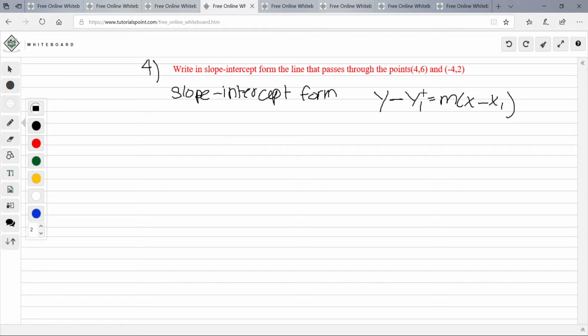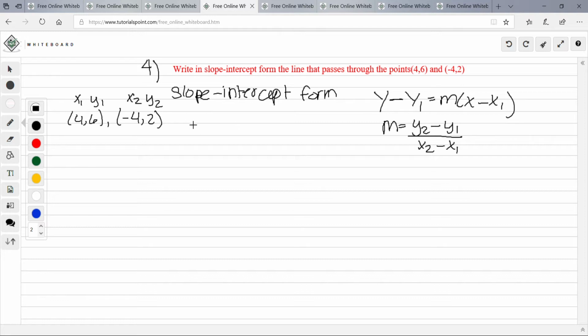So we gotta find m, right? We gotta find slope. So we know that slope is this formula, y2 minus y1 over x2 minus x1. That's how you find slope. So we're given 2 points, 4, 6, and -4, 2. First step I would do is label it. I would label the first point x1, y1, and the second x2, y2, because it's so much easier so we don't make mistakes.